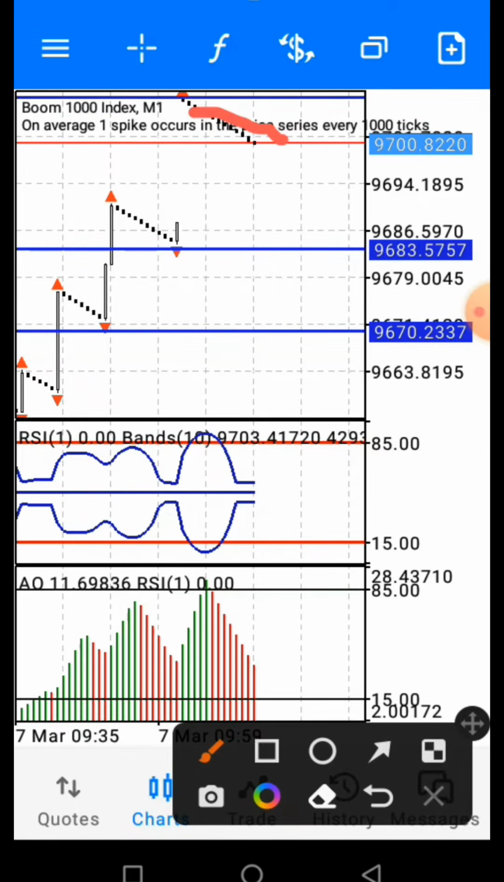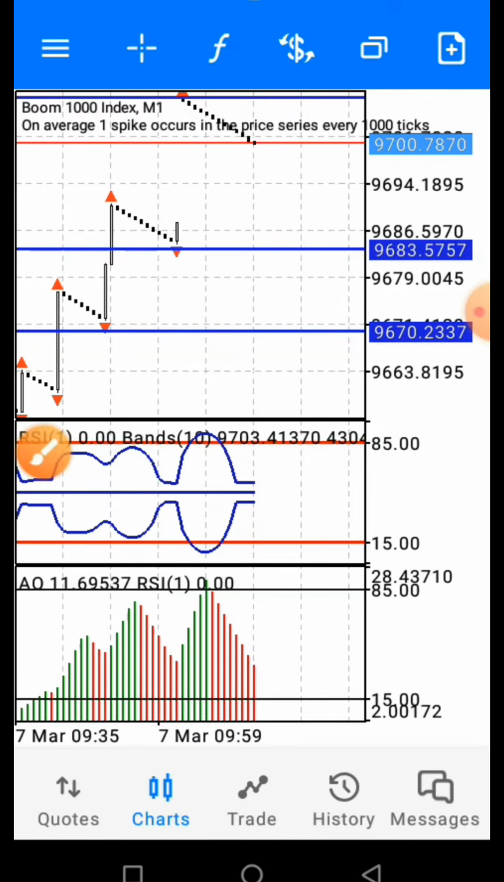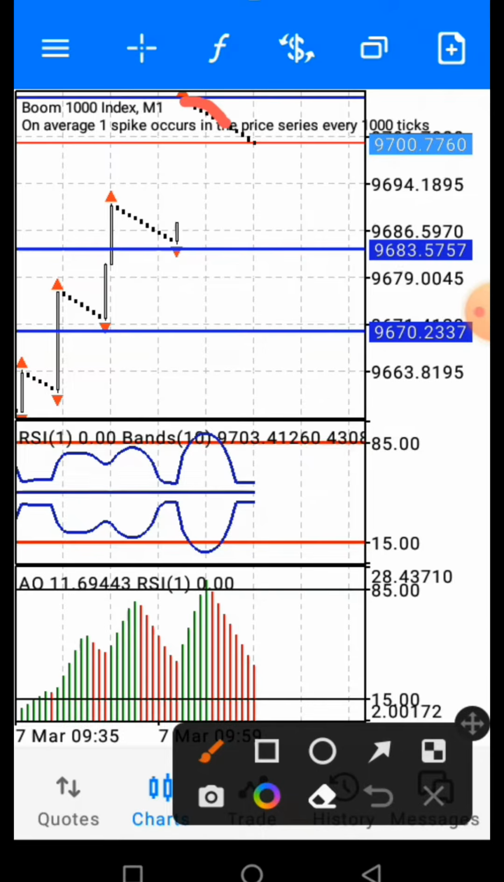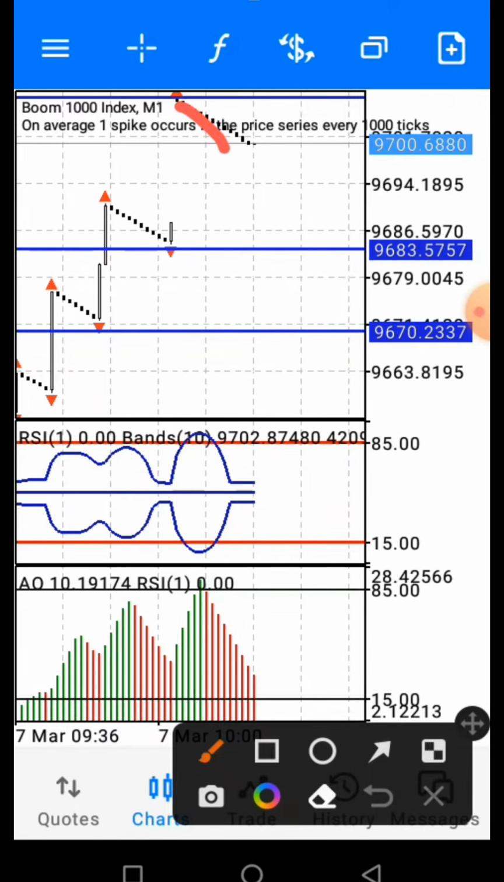You don't need to be greedy, guys. You don't need to be greedy. Just take 5 candles and you are out. Because even as it's going down now, it can still spike up at any time.